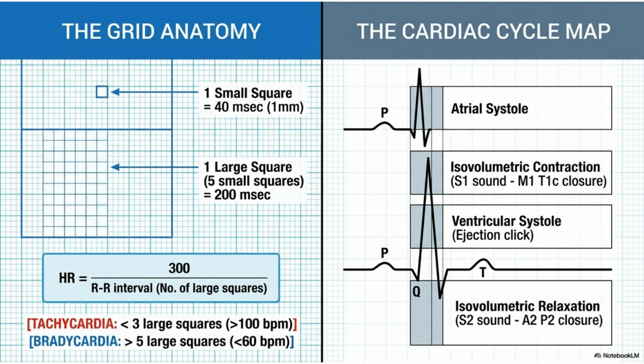Ventricular systole occurs during the ST segment, while the end of the T wave signals isovolumetric relaxation, marked by the closure of the aortic and pulmonary valves, the S2 sound.